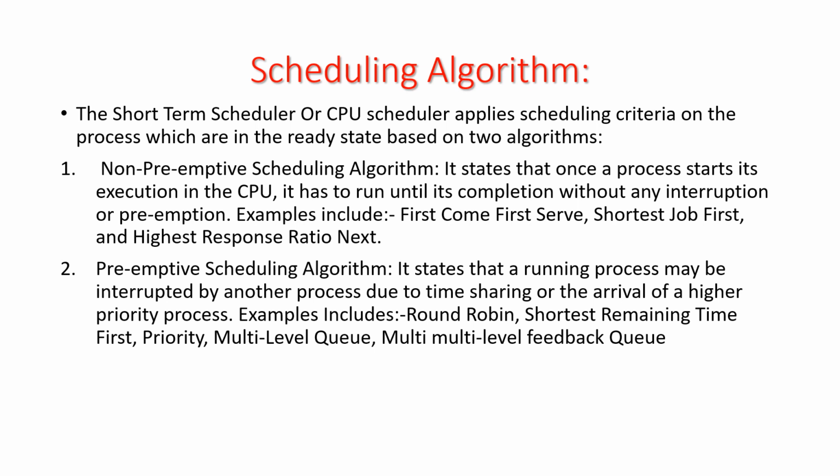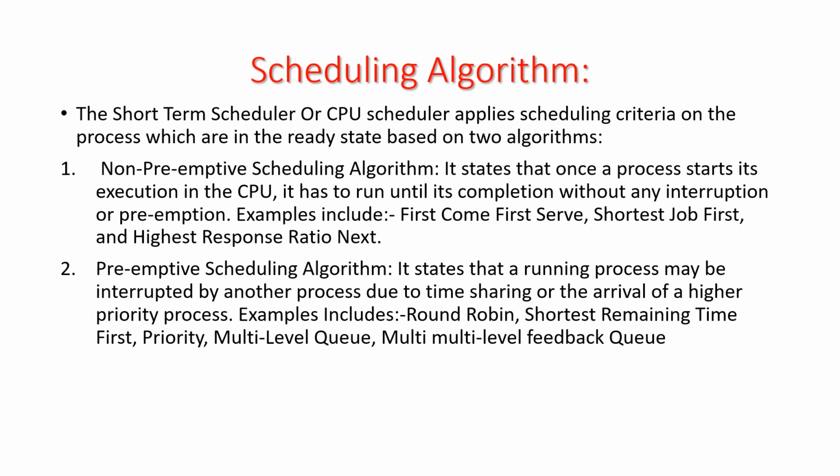What does the non-preemptive algorithm say? It states that once a process starts its execution in the CPU, it has to run until its completion without any interruption or preemption. Once a process is allocated to the CPU for execution, it cannot be preempted or forcibly terminated. It has to complete its execution first. Examples include first come first serve, shortest job first, and highest response ratio next.